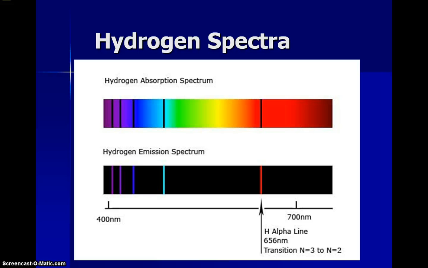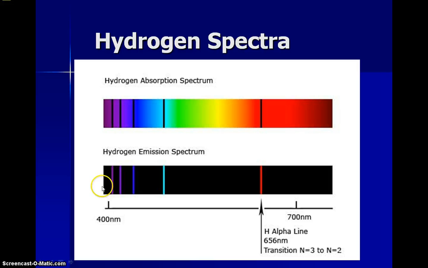So what this results in is a spectrum of light. This is the hydrogen spectra. On top, you see the absorption spectra. All of the color shows the wavelengths of light that are absorbed by hydrogen. On the bottom, you have the emission spectra. So these are the wavelengths of light that are emitted by the hydrogen.